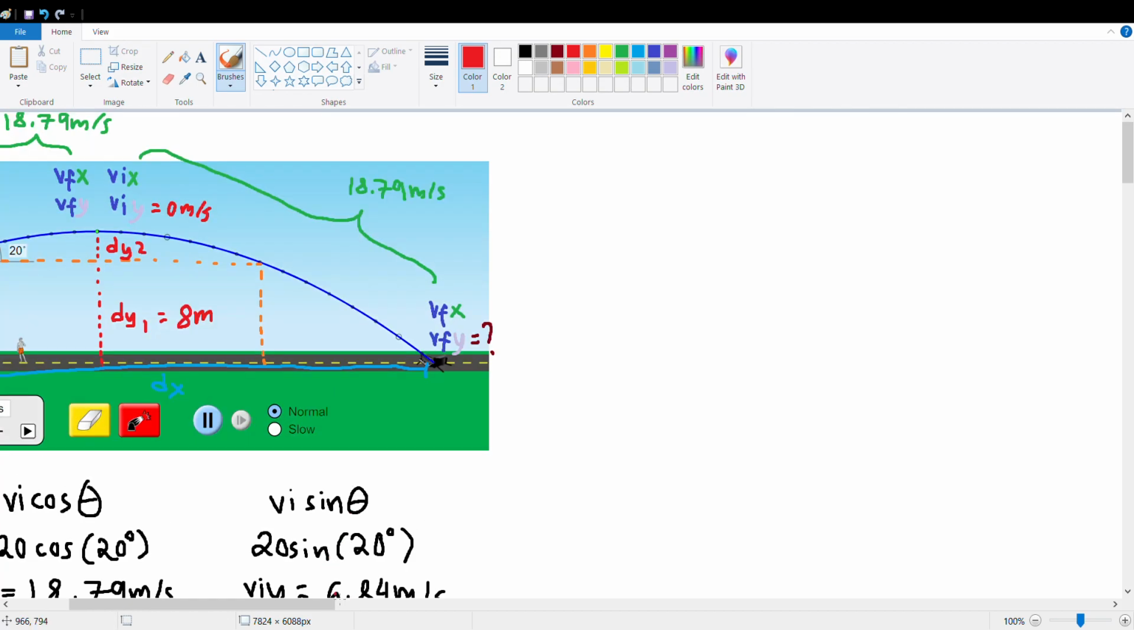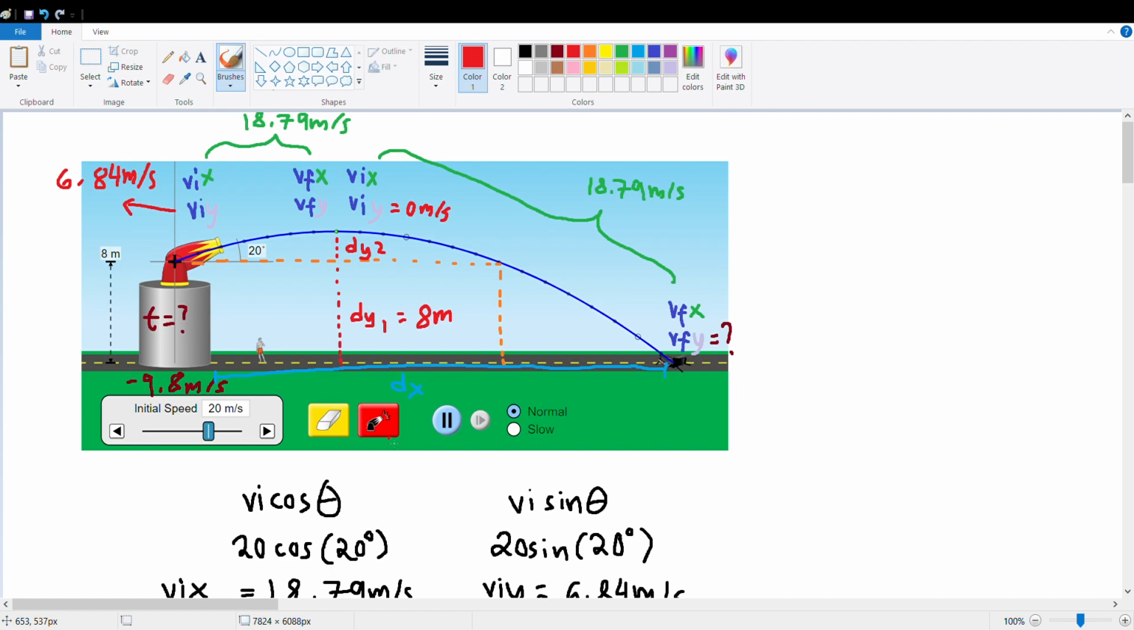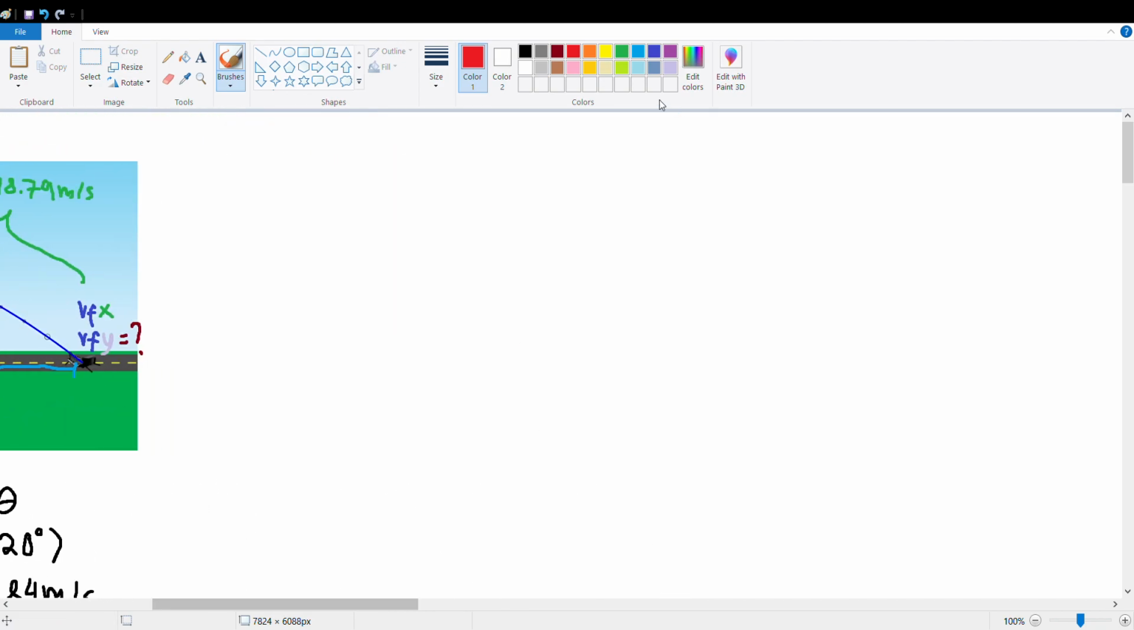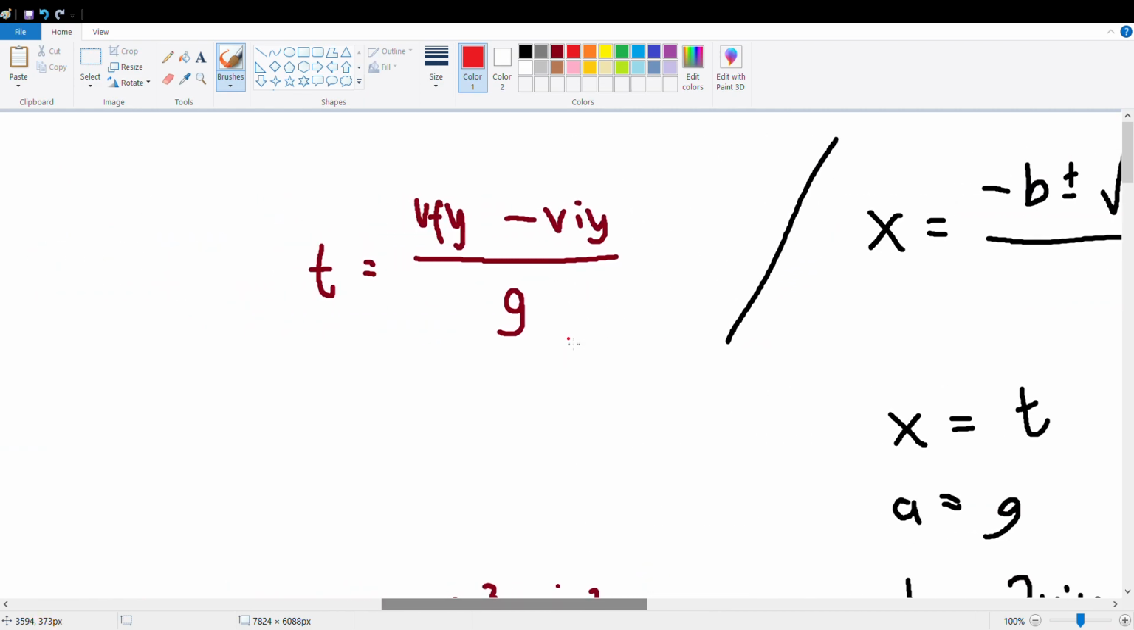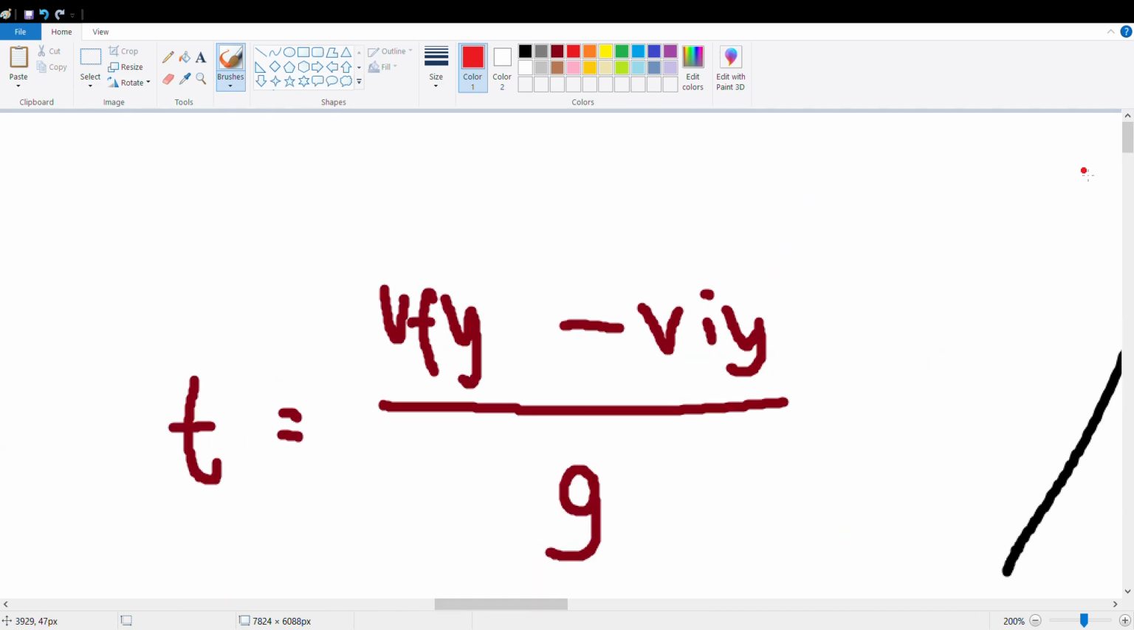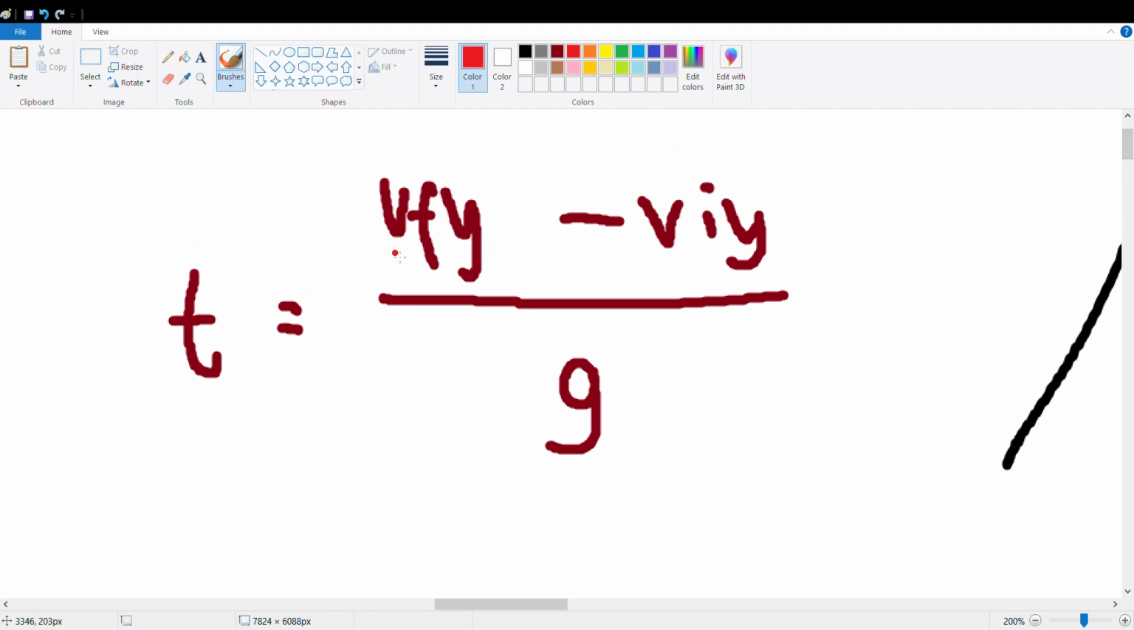Alright, whew, okay, you have to relax. Time to solve for time, right? Last topic, we used this as the formula for time. Time equals VFY minus VIY. This is from the acceleration formula. If g is a and you didn't have the y here, it would be like this.